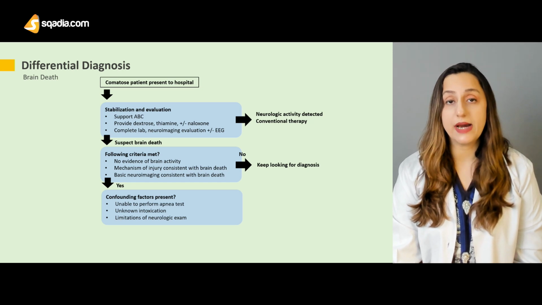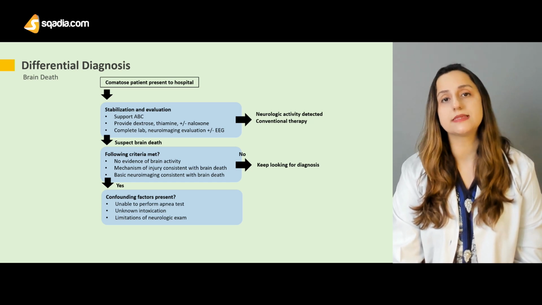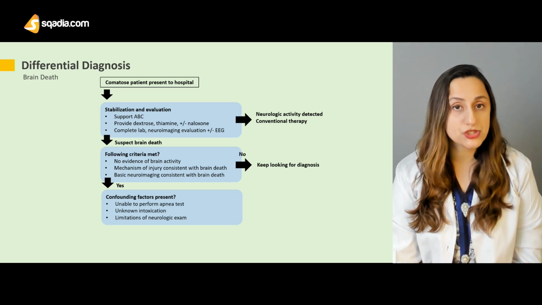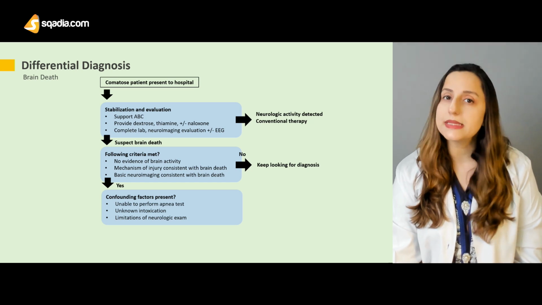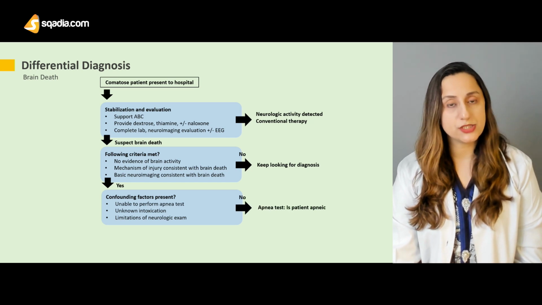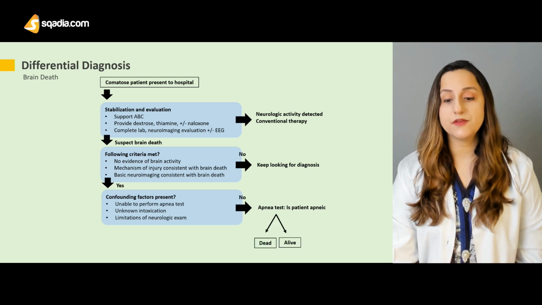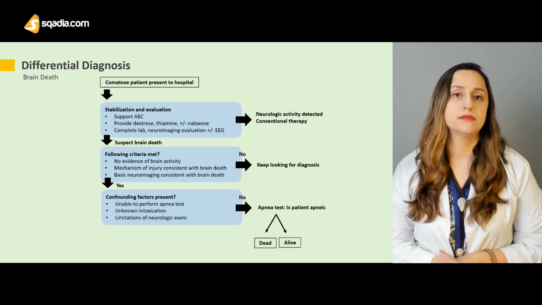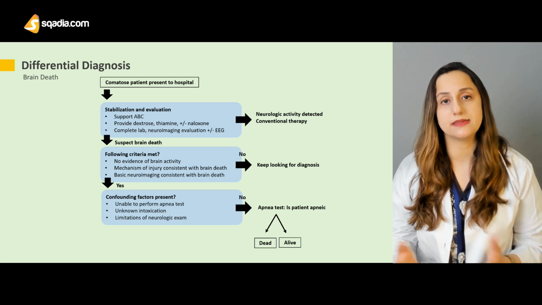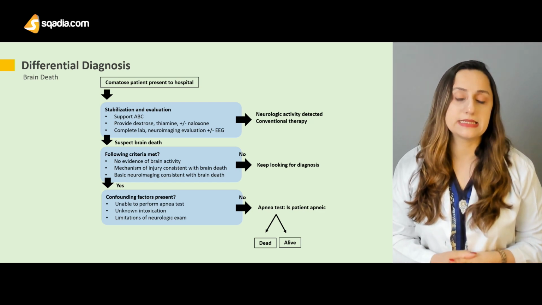If it's a yes, and you have confirmed that brain death has occurred in the individual, you would be looking for the confounding factors that are present: unable to perform apnea test, unknown intoxication, and limitations of the neurological examination, which is something that is hindering the diagnosis in a particular way. If there is a no, then you perform an apnea test and look for whether the patient is apneic or not. And if the patient is apneic, obviously you would regard the patient as dead. And if he's not apneic, she's not apneic, then the patient would be regarded as alive, and you would devise treatment plans accordingly for these particular patients.